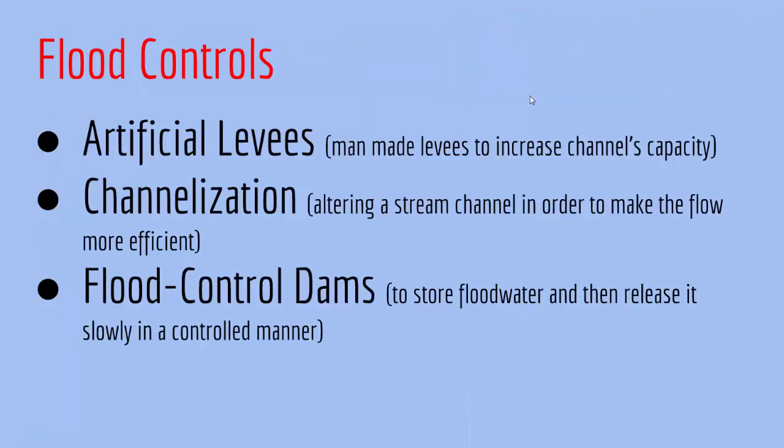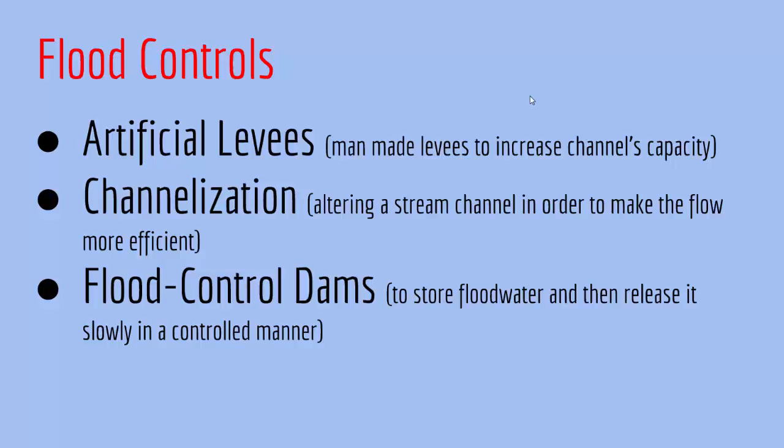There are flood controls. There are artificial levees, channelization, and flood control dams. Artificial levees are man-made levees to increase the channel's capacity. When the channel's capacity is increased, the water that it can hold therefore increases. Therefore, the excessive water will not go to a floodplain and flood an area, but actually stays in the channel.